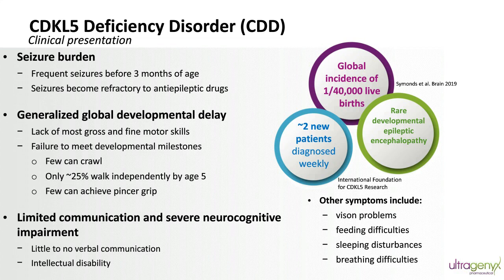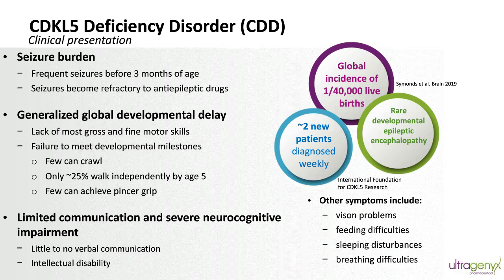In addition to these motor developmental delays, these kids also have very impaired communication ability, and they have a generalized intellectual disability. There are also some things that are specific to this disease, such as vision problems, feeding difficulties, breathing difficulties, and sleeping disturbances. There have been anecdotal reports from patients and their parents that they'll go upwards of 24 to 48 hours without sleeping a wink, which you can imagine is an incredible burden on these caregivers, and not a good pattern for these kids to get into.